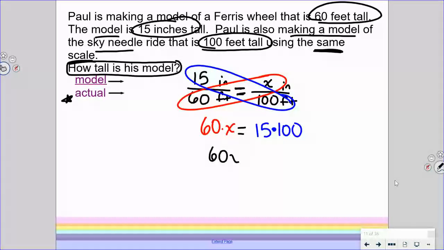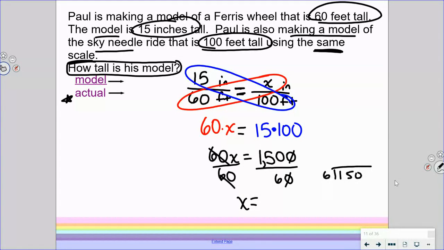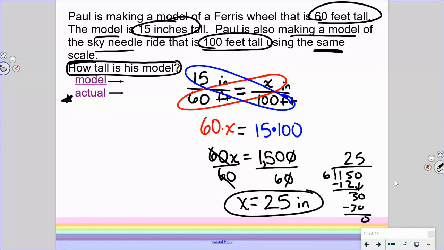No idea what 60 times x is, but we do know that 100 sets of 15 is 1500. Divide both sides by 60 so that you can solve for that missing x. Of course, you can reduce by 10 and really just do 150 divided by 6. To find that will be 25. I almost put feet just because I'm in class mode. You guys know I like to make you think a little bit, and you're going to say, wait a second, 25 feet, that doesn't make any sense. That would be because we were asked to find the model height.